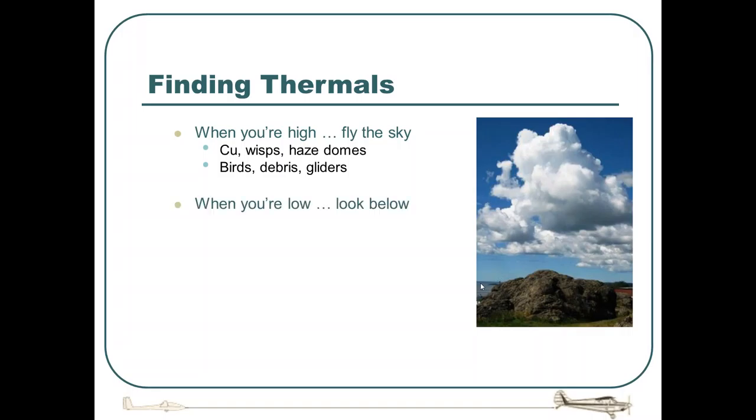When you're low, the point is not looking up into the sky, because as we saw earlier with the wind, the effect of wind drifting a thermal downwind with it means that if you're looking at the cloud above you, you're not going to find it. You've almost got to look on a line between where you think the source of the thermal is and where the cloud is. So when you are low, look below. Look at what's on the terrain.